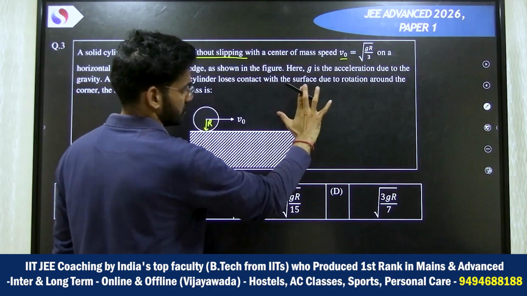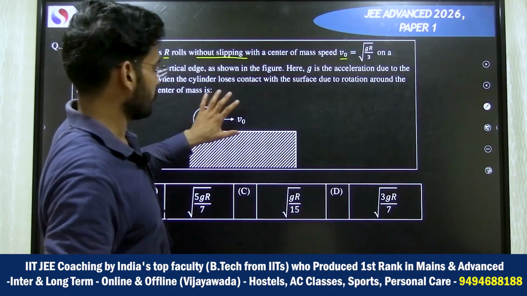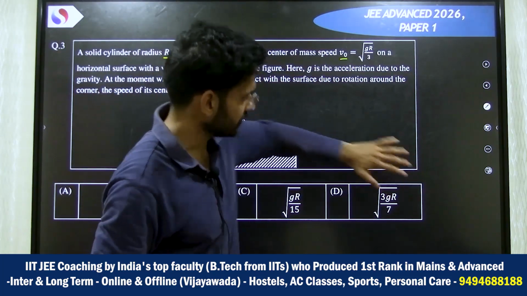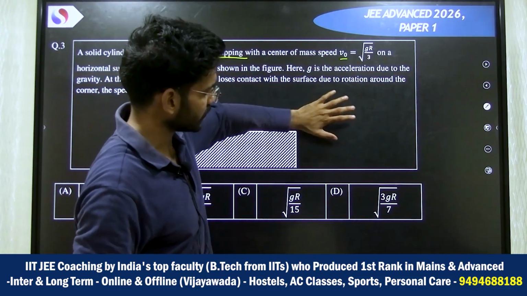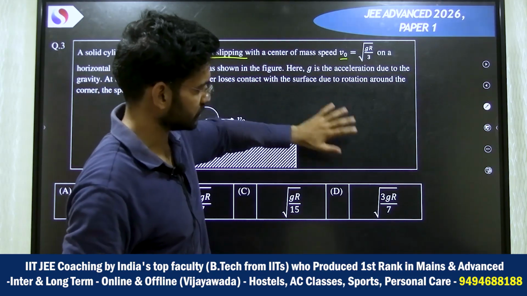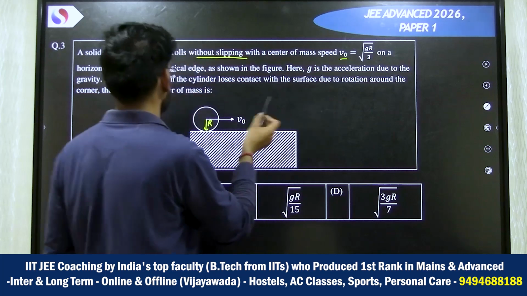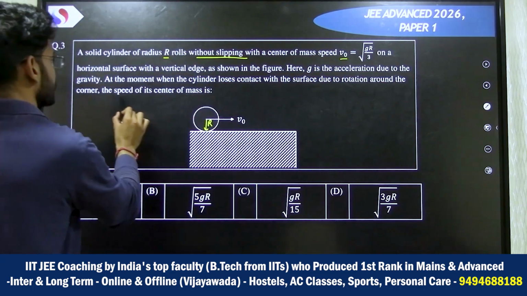So what will happen is this will come here and it will lose contact here. It's like, let's say, falling from here and like this it will fall, right? So at that time it will lose the contact. At that time it will be a little bit down, right? And it will be going down like this. So at a certain angle it will go. At that point he's asking the center of mass velocity, right? Speed of center of mass.